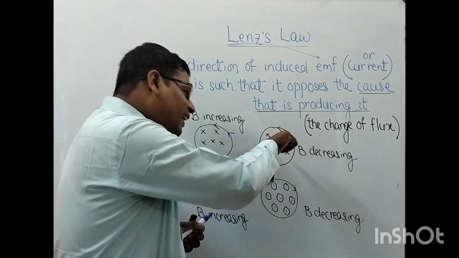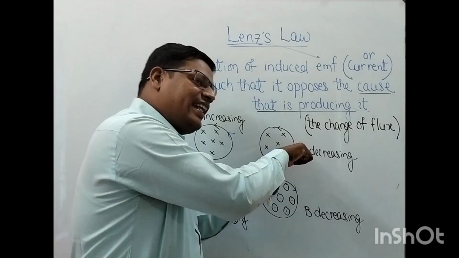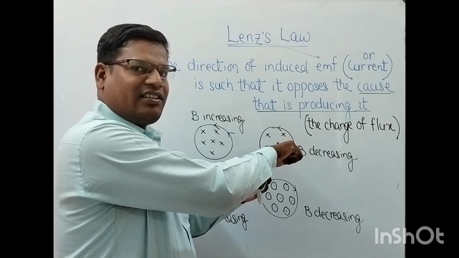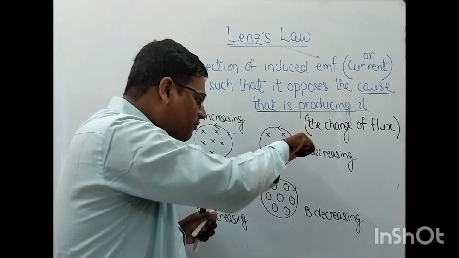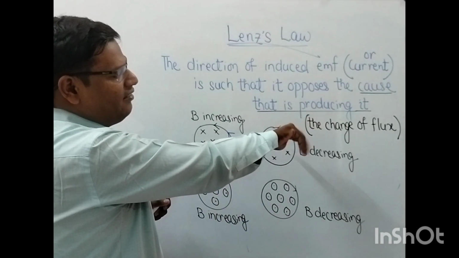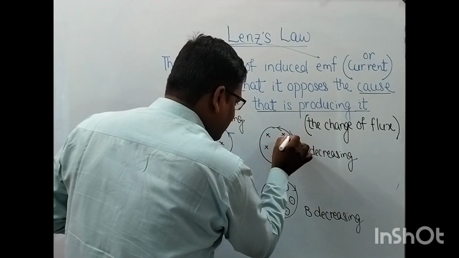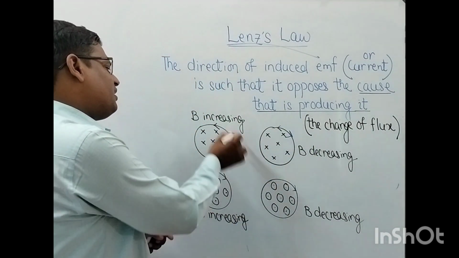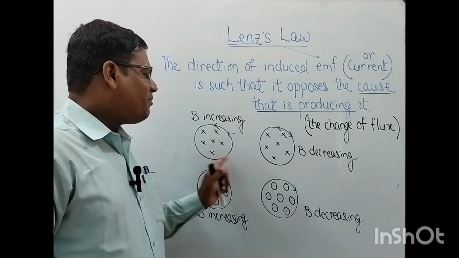Here, the flux is inwards and it is decreasing. So the induced EMF or induced current won't allow it to decrease. That means it opposes that decrease, so it will produce flux in this direction. If the induced EMF has to produce flux in this direction, then the induced current has to be like this, right? So here the answer will be like this. The induced current will flow like this. So you see, a person having the misconception can get it right 50% of the times.